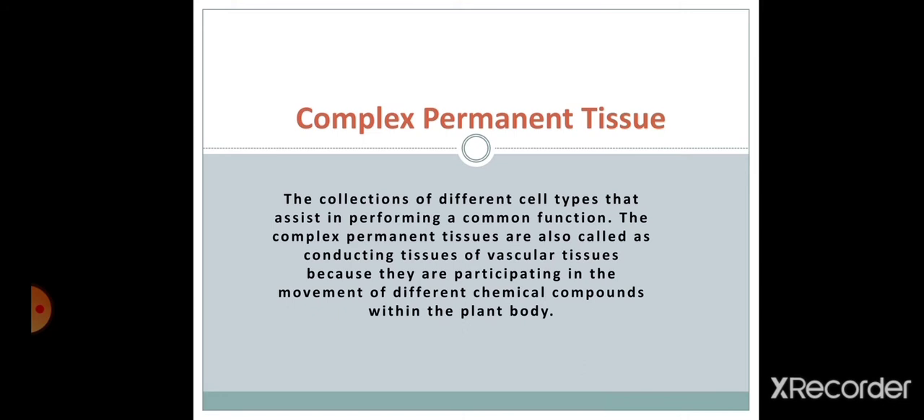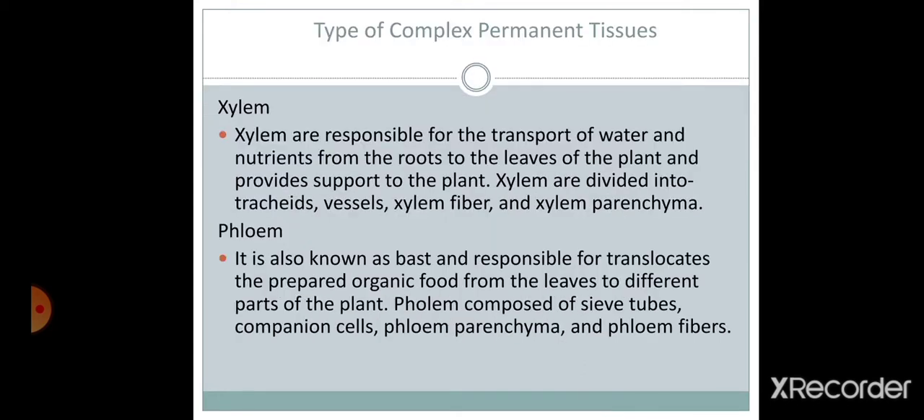The complex permanent tissue is a collection of different types of cells that help in the performance of a common function. The complex permanent tissues are composed of several kinds of cells and perform a common function. Its main function is conducting water and mineral salts from the root to the top of the plant. It consists of two types, xylem as well as phloem. Xylem, the water conducting tissue, and the phloem, the food conducting tissue.